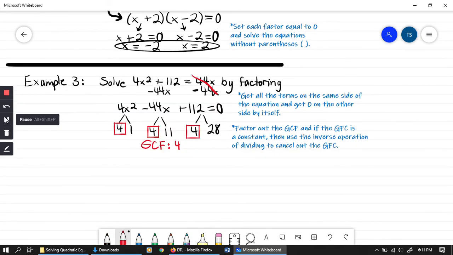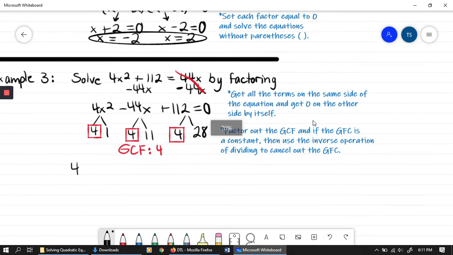So when we factor out this GCF here, it's a 4. Let's look at what it will look like afterwards. So we have the GCF on the outside, and we are going to write what's left over when we factor out that GCF. What's left over should be x squared minus 11x and then plus 28. And remember, this is still an equation that's equal to 0.